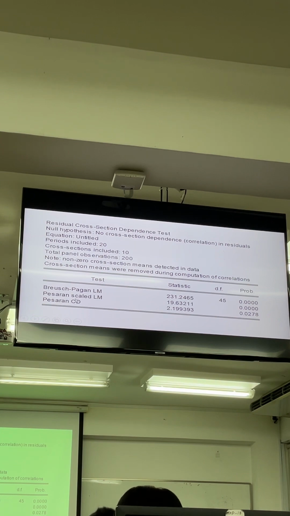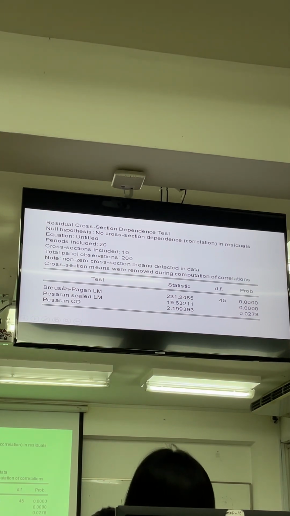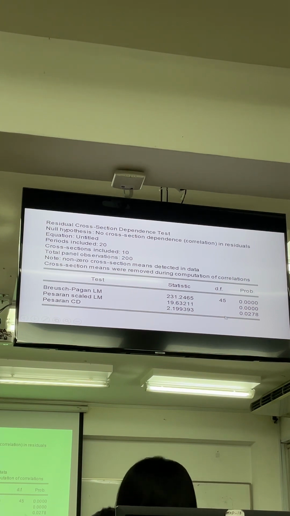So based on these three CD tests, which is called the cross-section dependency test, the result actually rejects the null hypothesis, right? Reject the null hypothesis. So what does it mean? It means there is a cross-sectional dependence in the residue, so that the product-moment correlation coefficient of the residue actually is not equal to 0.